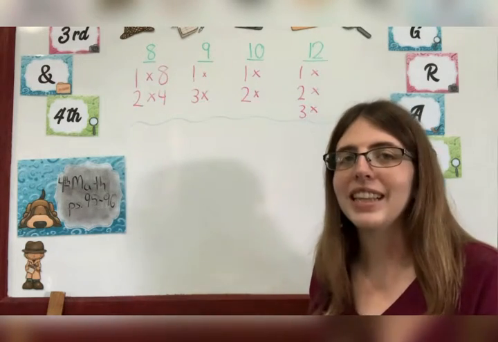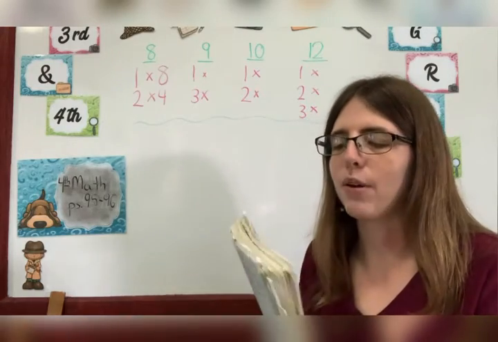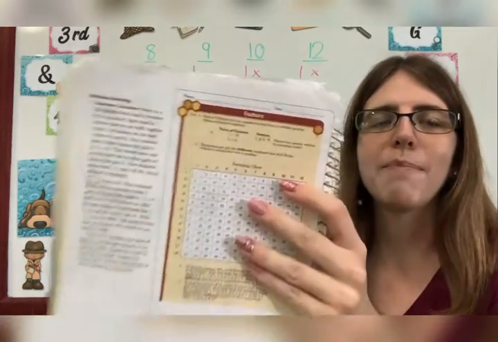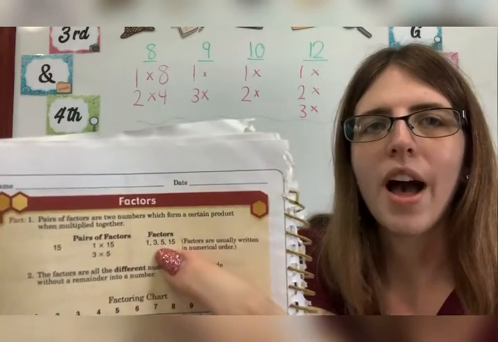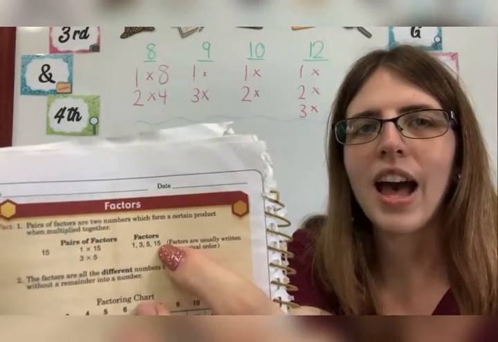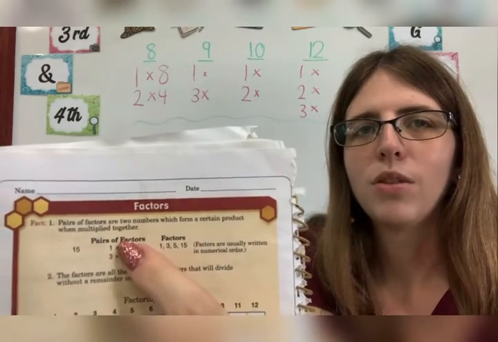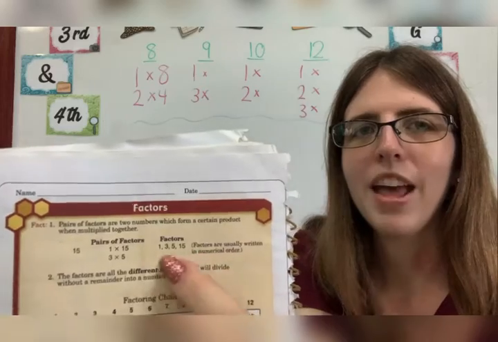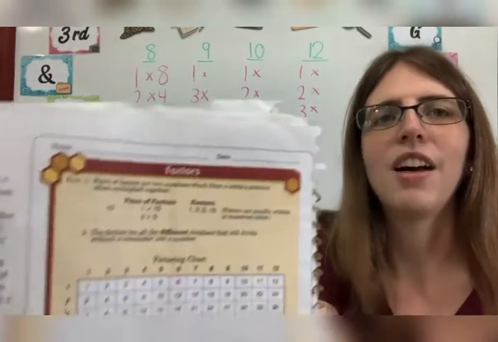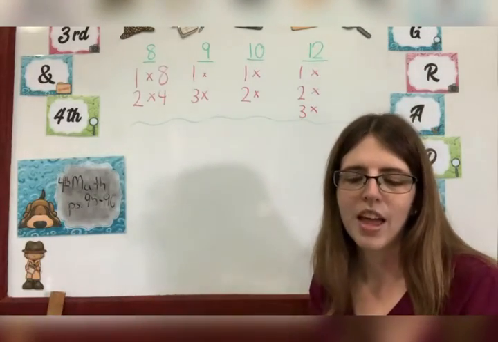If I want to list out the factors, I would usually write them in numerical order. That means going from smallest to largest. 1, 3, 5, and 15. Listed them out. These are the factors of 15.